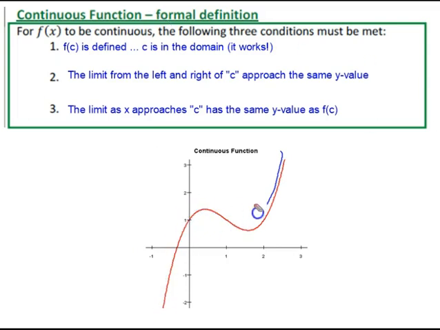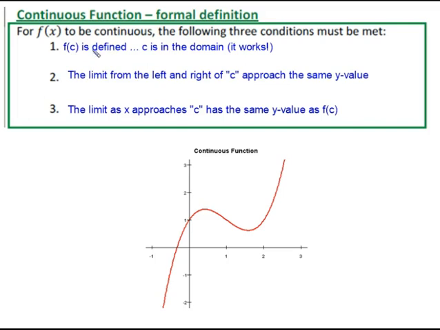But mathematically, we're going to be a little bit more specific. In order for a function to be continuous, it has to meet these three conditions. If it doesn't meet just one of them, then it's discontinuous. There's either a hole, or an asymptote, or a jump happening. So all three of these must work in order for it to be a continuous function.